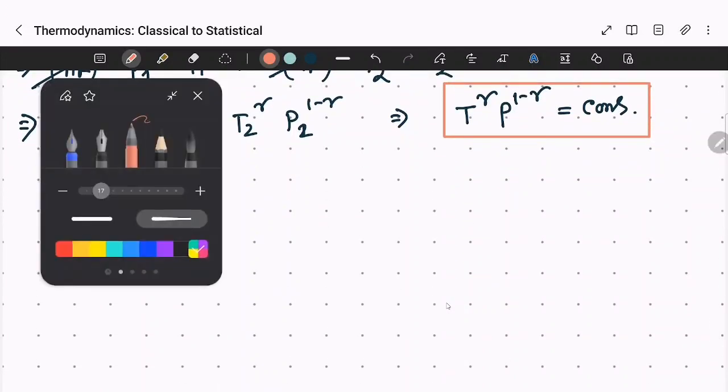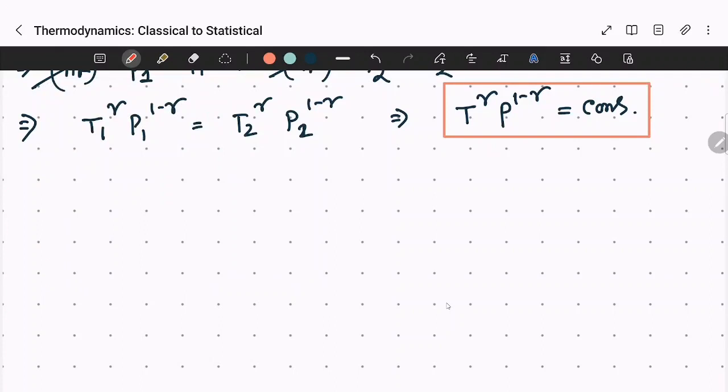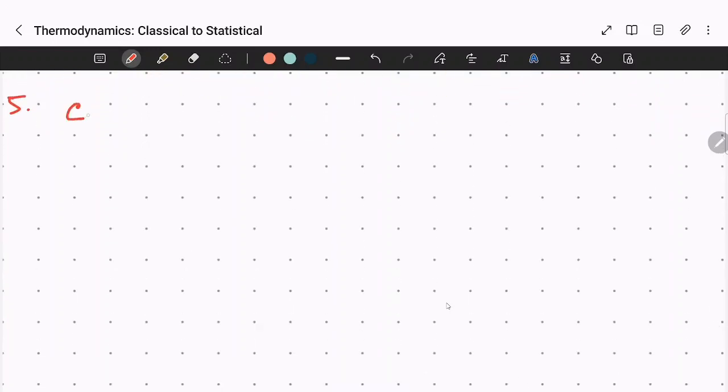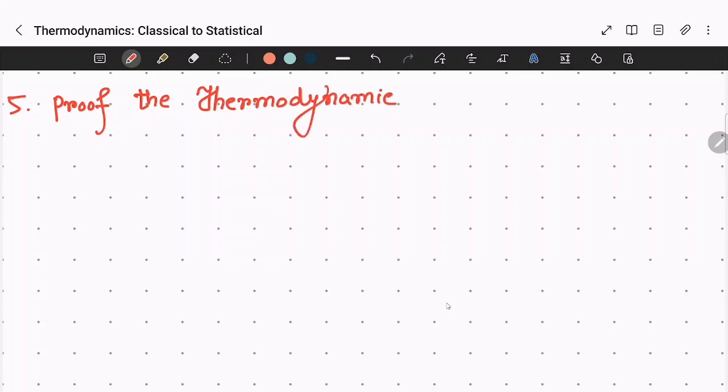So now going to the next question. Question number 5. This is a very important question. Prove the thermodynamic equation of state.